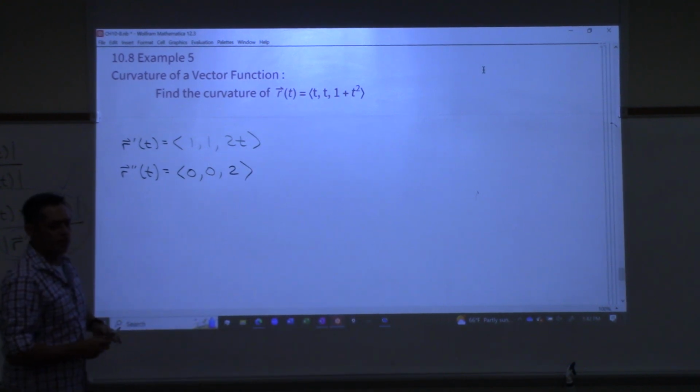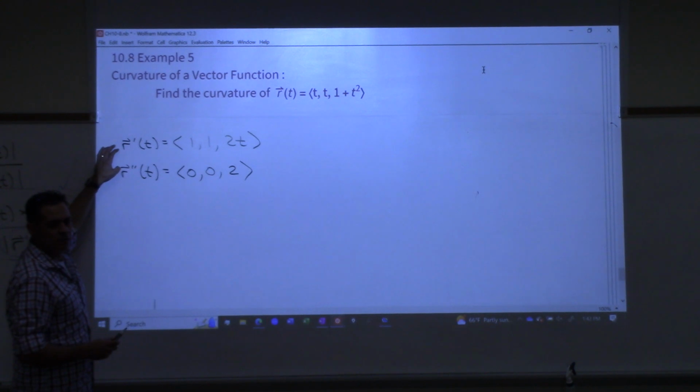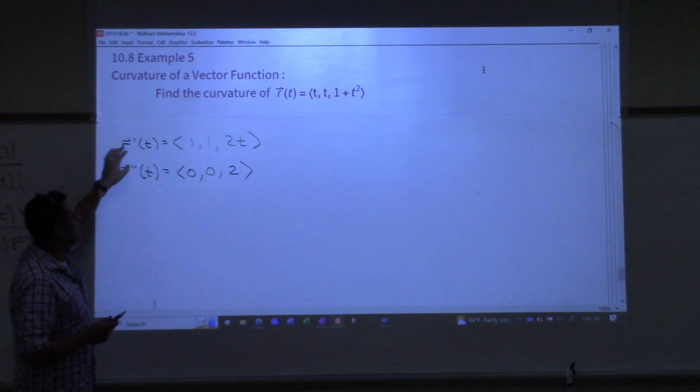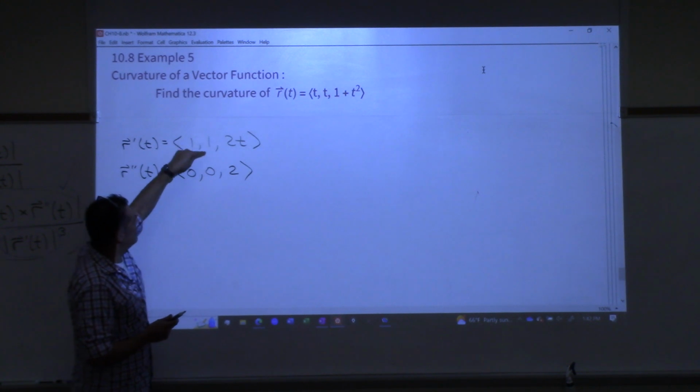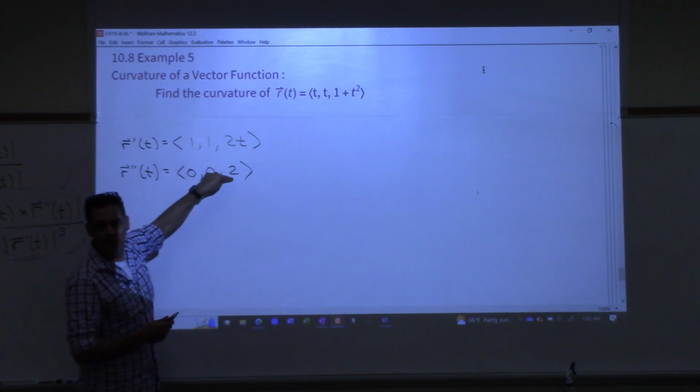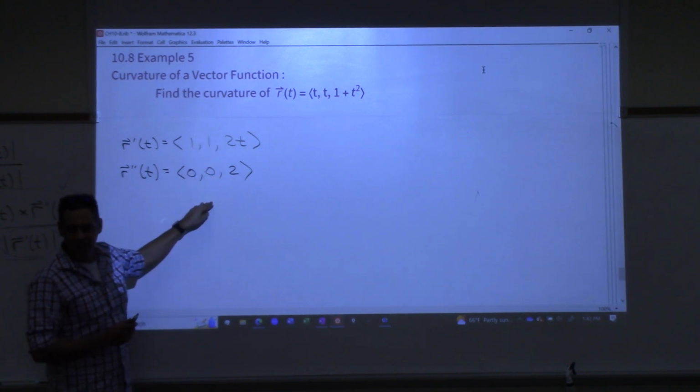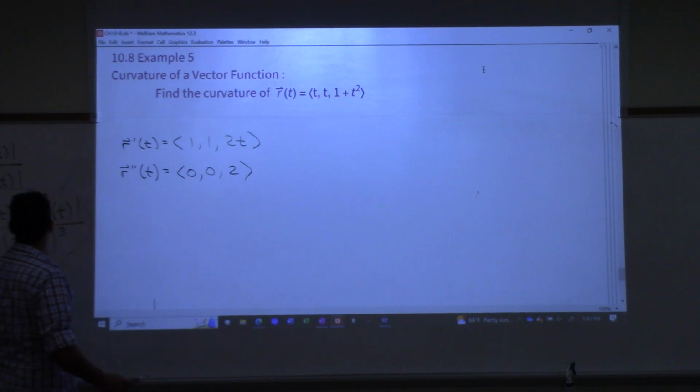Real quick, are these orthogonal? How do you check if these are orthogonal vectors? Dot product, is the dot product 0? This times this, plus this times this, plus this times this. The dot product of this is 4t. So that's only 0 when t is 0. At any other point, they aren't orthogonal. So if you were going to use that other formula for this, you would need to know the angle.